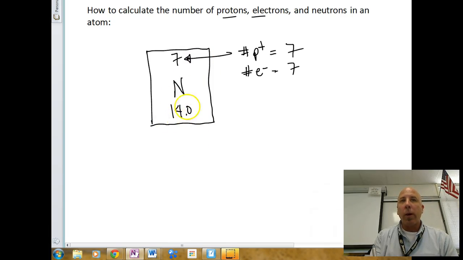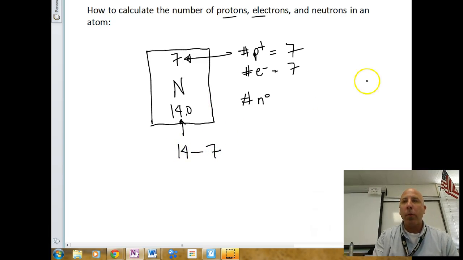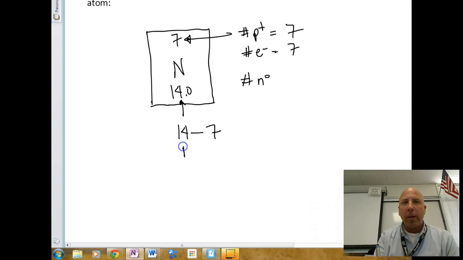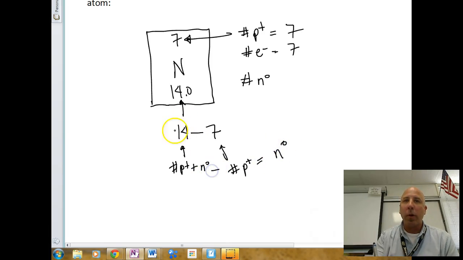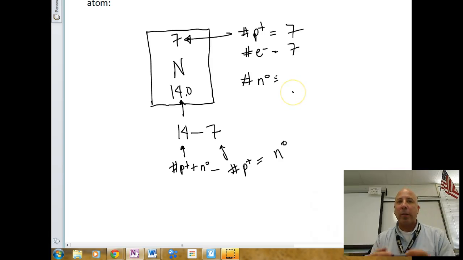Now, for the number of neutrons, we're going to round off the average atomic mass to a whole number. The average atomic mass in this case is basically rounded off for us already. We have 14. And then we're going to subtract the atomic number. The reason we do that is this: remember that the average atomic mass is the number of protons plus the number of neutrons, and the atomic number is just the number of protons. So if we subtract those, that gives us our number of neutrons. So we subtract 7 from 14, and we get the answer of 7.